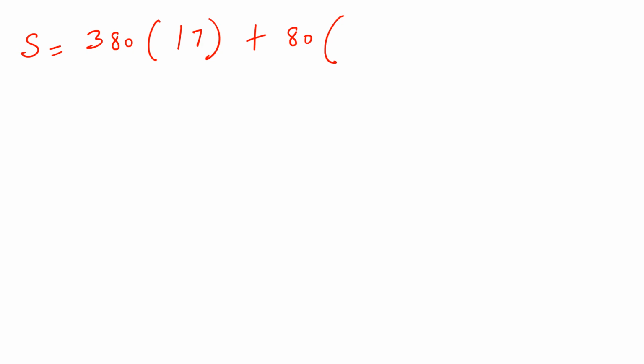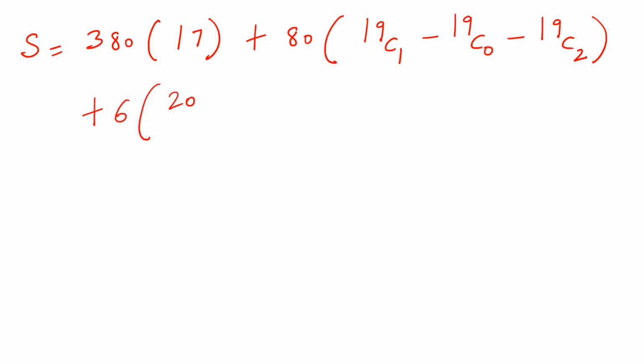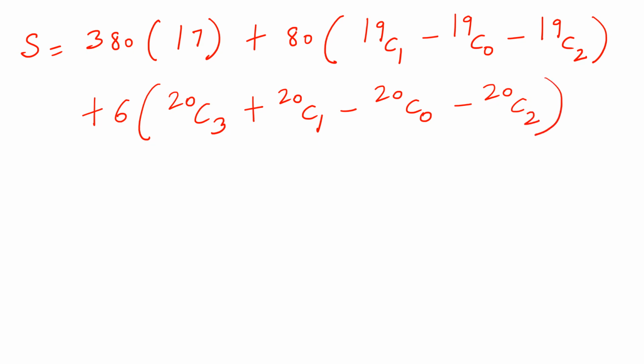Inside the bracket, we have minus 19C3 plus 19C4 and so on till minus 19C19. This becomes equal to 19C1 minus 19C0 minus 19C2. And then we have plus 6 into inside the bracket 20C3 plus 20C1 minus 20C0 minus 20C2. Now students, just do the calculations and get the value of S.